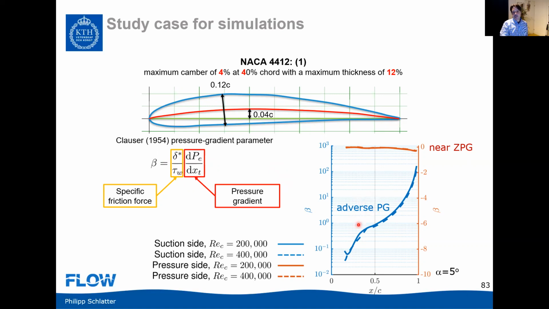What you can then see is that one important aspect of this profile is that the pressure gradient, so the beta, is very independent of Reynolds number. So that means if you change the Reynolds number and the pressure gradient, you can actually do these two changes separately, so you can study the effects independently.